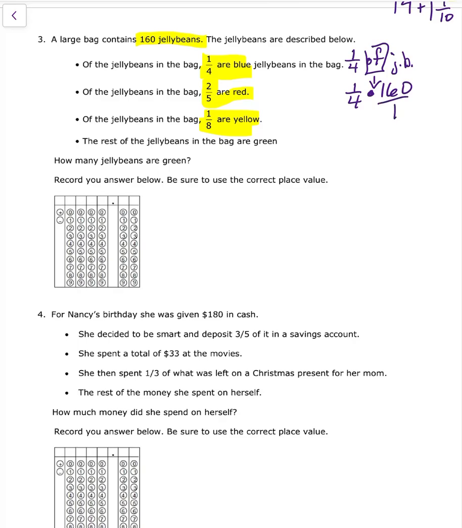There's a couple ways you could do that. You could simplify the 4 and the 160. You could also think about it like if this is our whole, which is 160, and we take that whole and break it into 4 pieces, that means we need to take the 160 and break it into 4 pieces. It'll be 40. Either way, it's the same process. You're taking that 160 and dividing it by 4. So 40 of the jelly beans are blue.